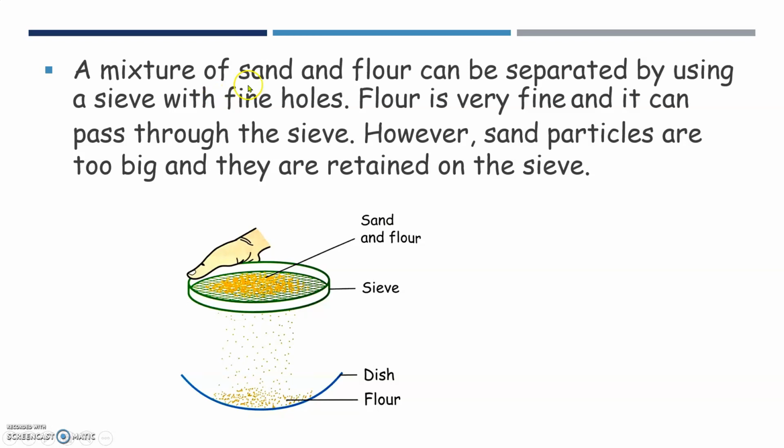A mixture of sand and flour can be separated by using a sieve with fine holes. Flour is very fine and it can pass through the sieve. However, sand particles are too big and they are retained on the sieve.